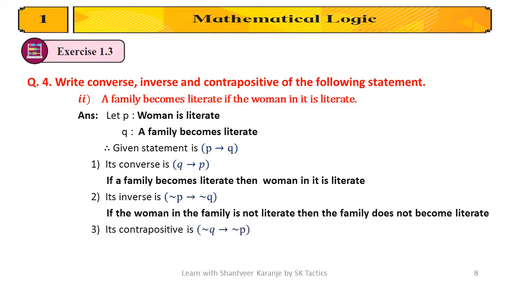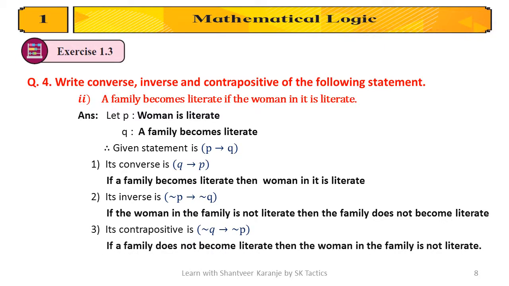Same question, third, contrapositive. Contrapositive is obtained by negation of Q implies negation of P, and in statement form it is: if a family does not become literate, then the woman in the family is not literate. This is the second question of main question 4.